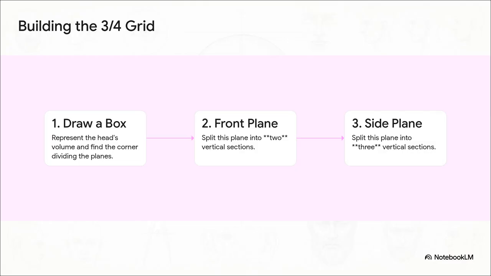So here's how we combine our previous rules to pull this off. First, you just imagine the head as a simple box. This helps you find that crucial corner where the front plane of the face meets the side plane. Next, you apply our front view rule. You split that front plane in half with a vertical line. Then you apply our side view rule. You split the side plane into thirds. And just like that, you've built a perfect 3D grid for the three-quarter view.